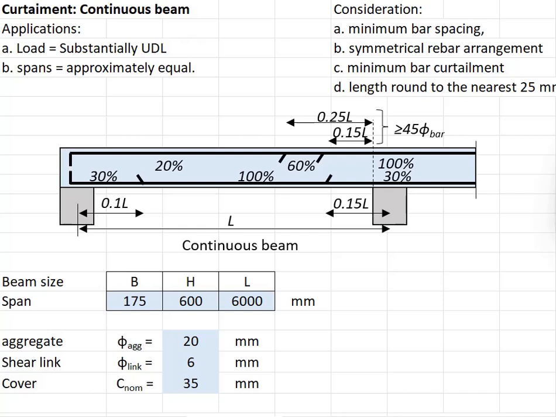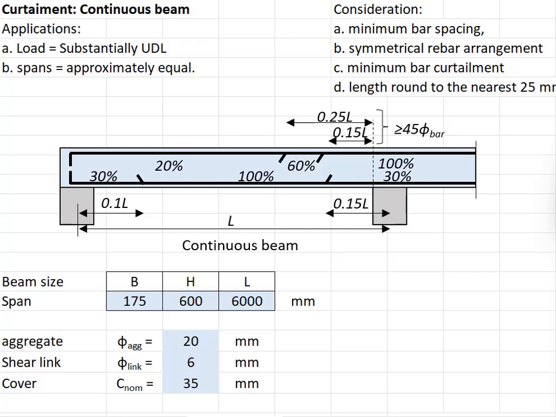Among other considerations which may influence the final layout of the reinforcement include the minimum bar spacing, symmetrical reinforcement bar arrangement, minimum bar curtailment, and also the length to be rounded up to 25 mm. Why do you need to round up the length into the nearest 25 mm? This is because in the local industry, the workers still abide to the imperial units. However, when we design, we use the SI unit. For easy conversions, 1 inch is about 25 mm. Therefore, when we design the length, we round up to the nearest 25 mm so that the workers on site can do the direct conversions.